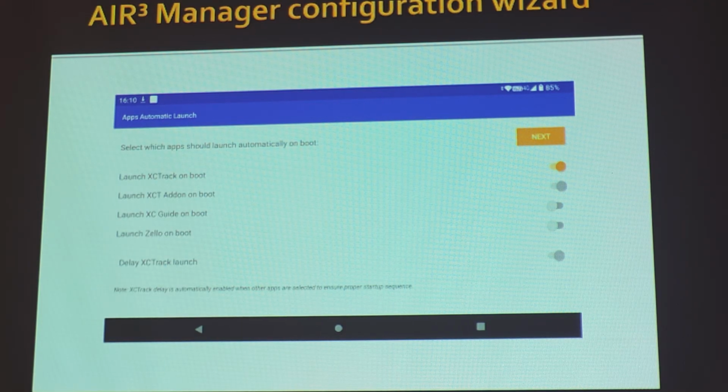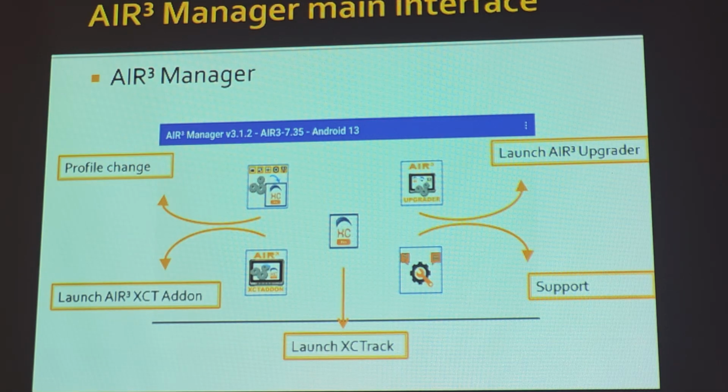It's also Air³ Manager that will launch the apps when you start the device. So to launch XA track, to launch the XA track add-on, you can also launch XA guide when you start the device. So that's the way you define that. And once you have finished the wizard, you can always go back and use the button on the top left, the profile change, if you want to change again the profile. So change again the vario you use, or change if you want to use the basic version of the profile or the more advanced version.